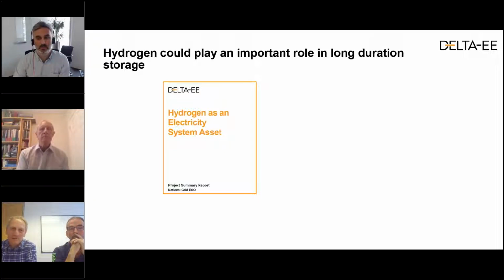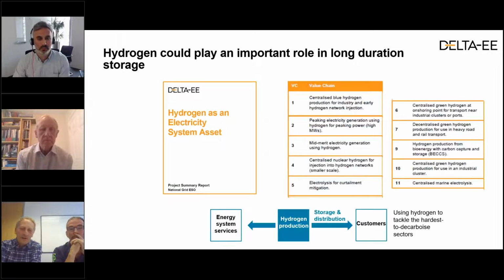So the main purpose of hydrogen is to decarbonize hard to decarbonize sectors, such as some parts of industry or use of hydrogen in refineries. But hydrogen, just like the heating example, can also provide a lot of services to the energy system. And what we looked at was 11 different value chains for how hydrogen can provide services to the electricity system. One of them, you can see in point 5, is reducing curtailment of wind.